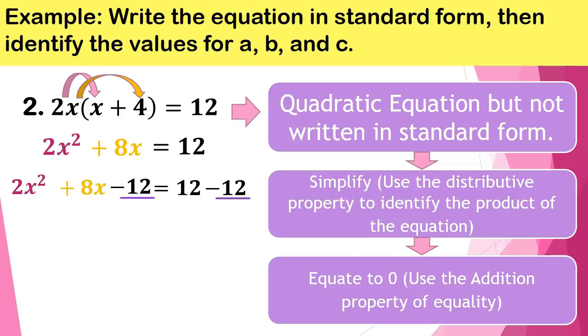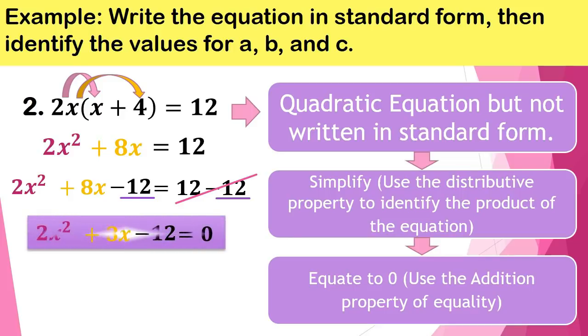Now let's simplify. So 12 minus 12 will become equal to 0. That's why it will become 2x squared plus 8x minus 12 equals 0. So now we have the product of the given equation. Let's identify if it is in the form of standard form: ax squared plus bx plus c equals 0. Okay, since the given is the same as the standard form, let's identify the values for a, b, and c.